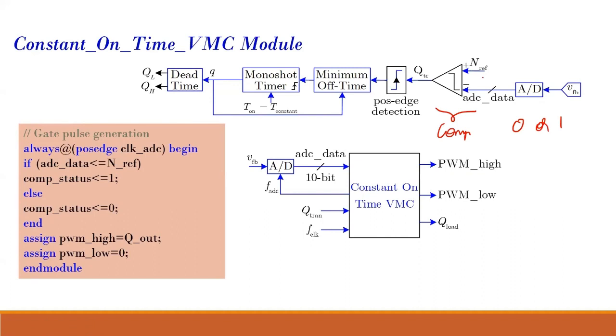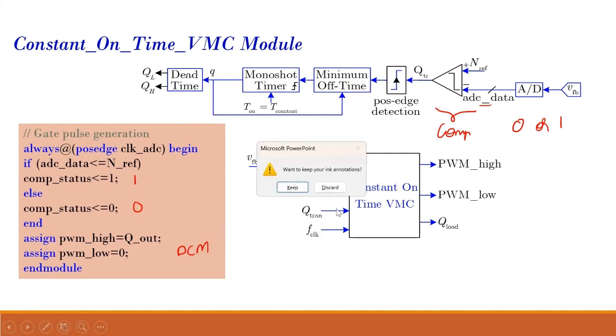If your VREF is greater than your ADC data, then what should be the value? It should take the value 1. If your VREF is less than your ADC data, it takes the value 0. That is given here. And your PWM high is Q out and your PWM low is 0. In this case, we are considering discontinuous conduction mode. What is DCM?